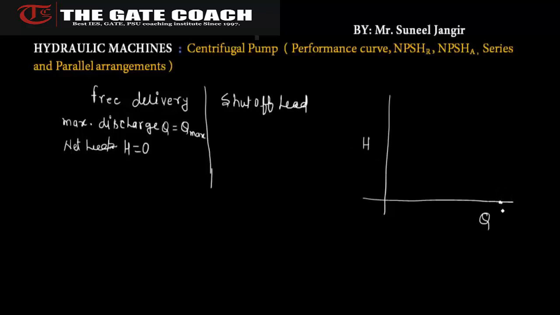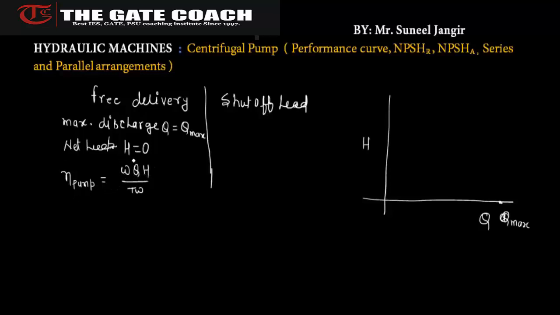Let me indicate at this point the Q is Q max. Okay, now in this case, when free delivery, that is the maximum discharge, is available and the net head is 0, the efficiency is going to be 0, because we know that pump efficiency is equal to WQH upon TW. So in this case H is 0, so the efficiency of the pump is going to be 0.